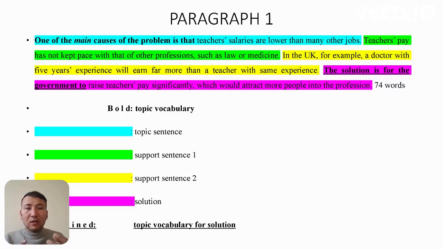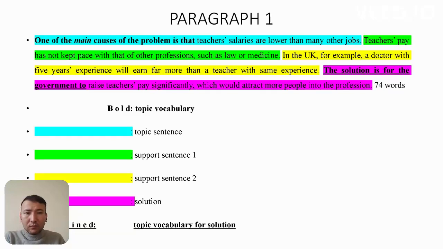So teachers' salaries are lower than many other jobs. This is the real fact, the real example. So teachers' salaries are lower than law and medicine. In the UK, for example, a doctor with 5 years experience will earn far more than a teacher with the same experience. It's also a support sentence. Then, if you pay attention, highlighted in pink, the solution is for the government to raise teachers' pay significantly, which would attract more people into the profession.